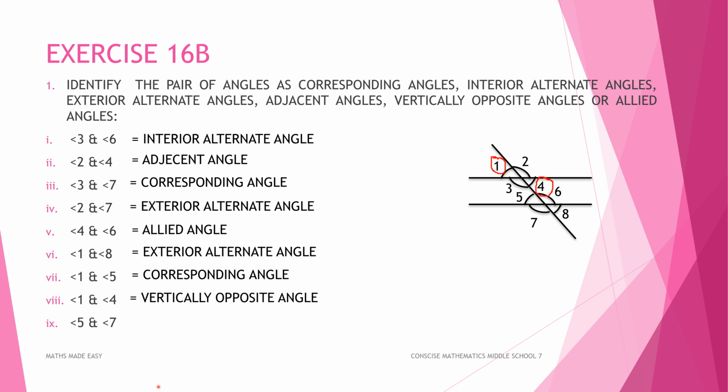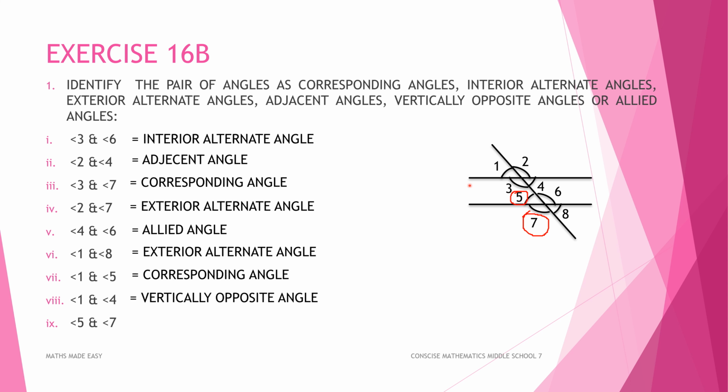Our ninth question, angle 5 and angle 7. Where is angle 5, children? Let me circle this angle 5 and angle 7. Look here children carefully once again. For identifying corresponding angles, it is very easy. From the name itself, you can remember this. If you have missed my explanation for corresponding angle, interior alternate angle and everything, you can check them in the description box.